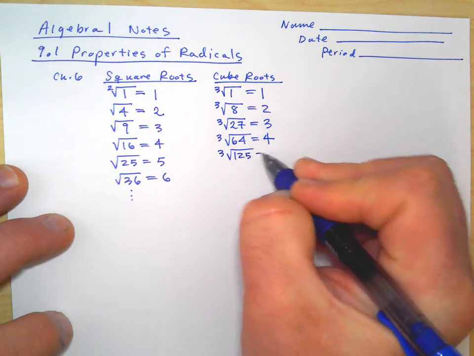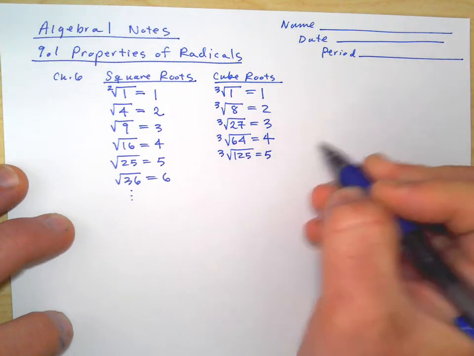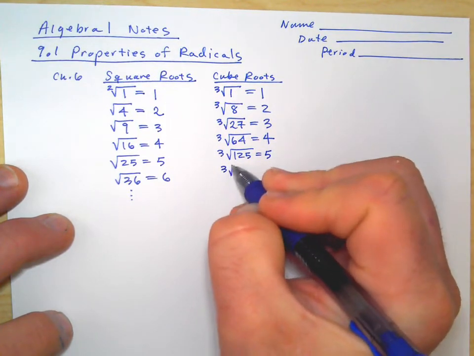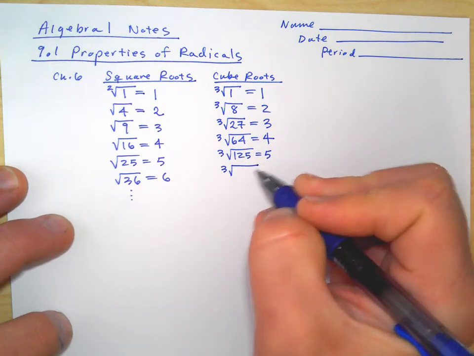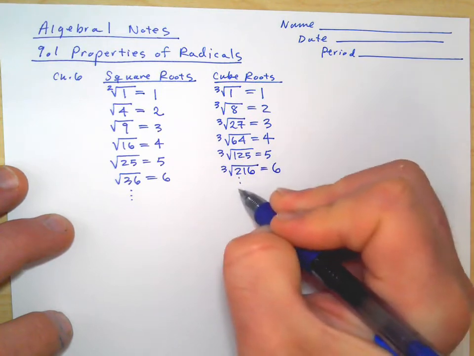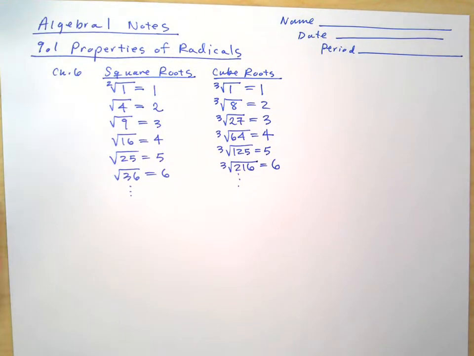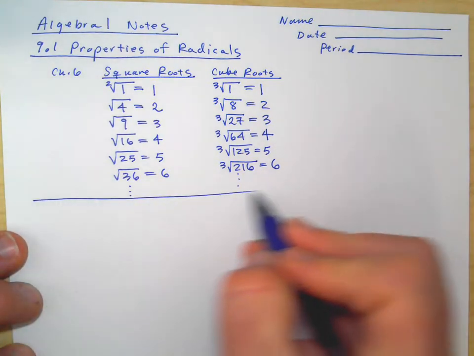125. 5 times 5 is 25, times 5 is 125, cube root of 125 is 5, and we'll just add one more here just to make it hard. 6 times 6 is 36, times 6 is 216, the cube root of 216 is 6. And then they keep going. We're going to use these today to help us simplify some answers, okay?